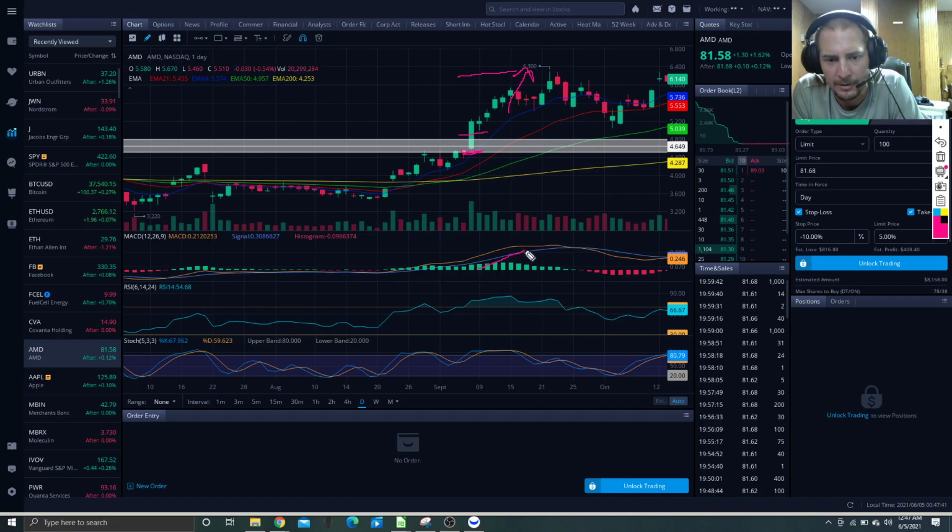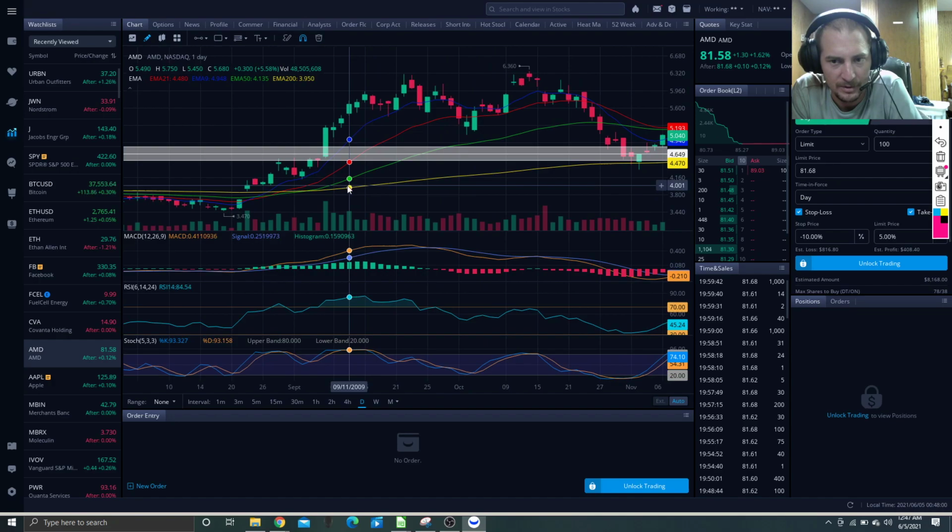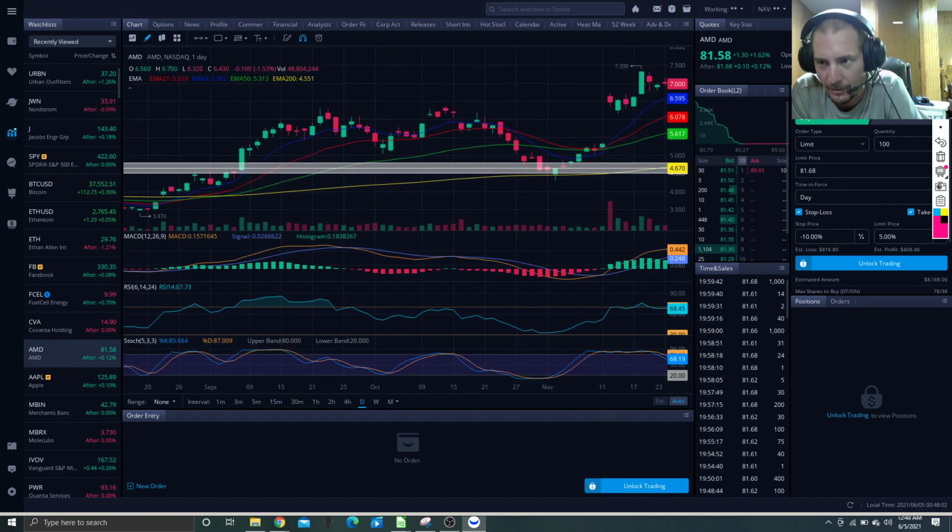Your MACD's bullish, looks good. RSI is bullish, looks good. Stochastic is bullish, looks good. So you could trade this breakout just straight off of the breakout. You would be trading into strength. But like I said, I like to wait for price to come down and retest those levels like it does here. So price is down and it retests those levels.